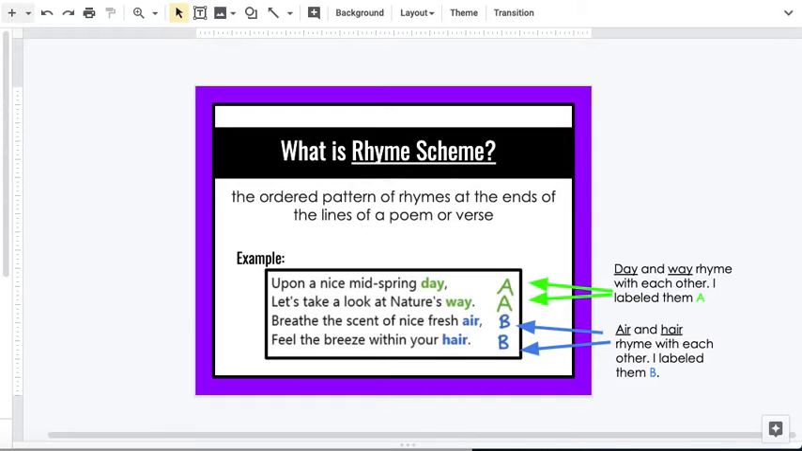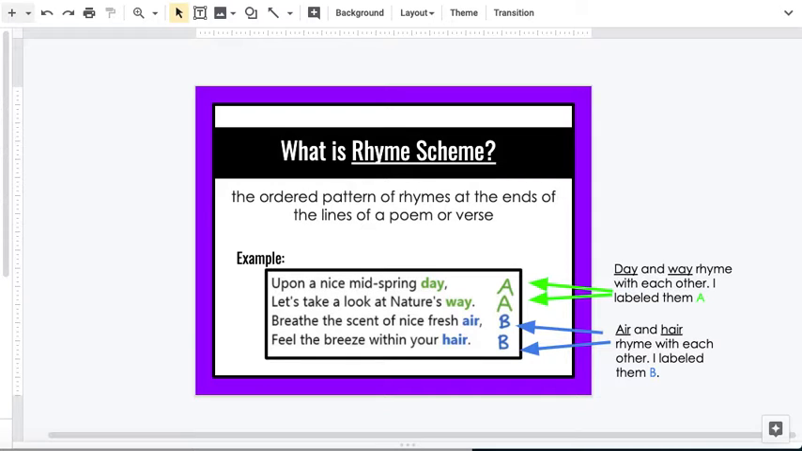So yesterday with couplets, we were just looking at two lines. Today, we're looking at a whole poem or a verse of a poem. Here's an example. Upon a nice mid-spring day, let's take a look at nature's way. Breathe the scent of nice fresh air, feel the breeze within your hair.